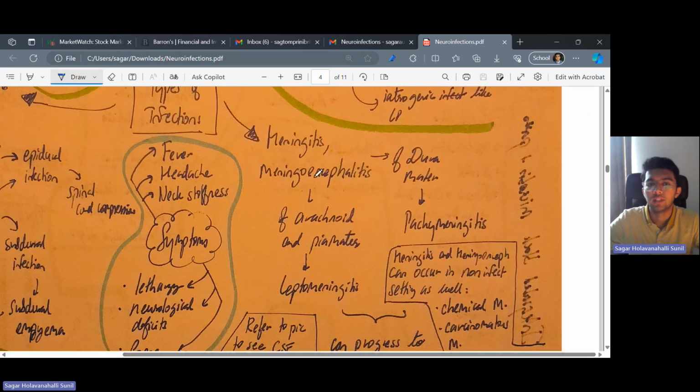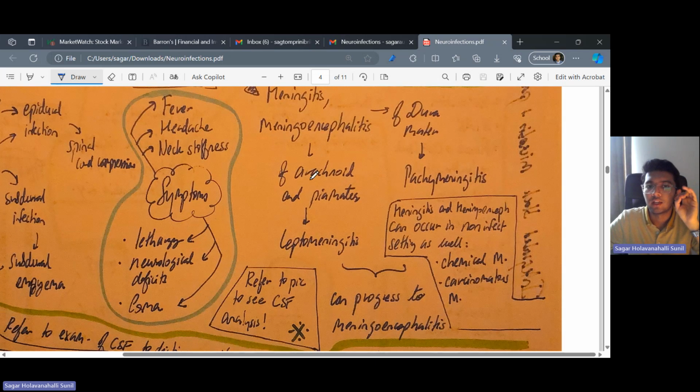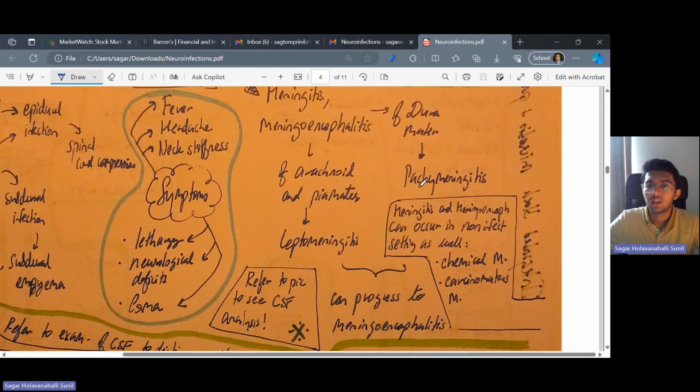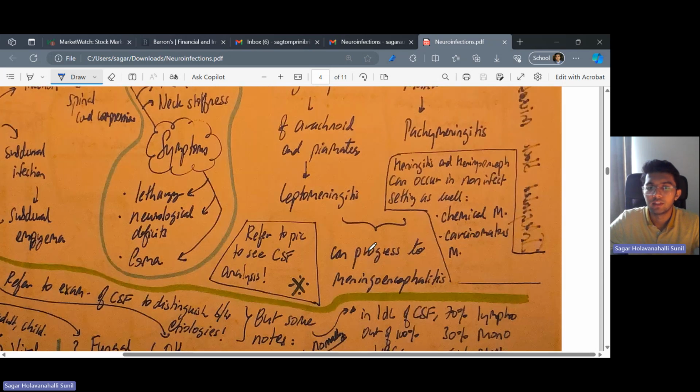Now comes meningitis and meningoencephalitis. Encephalitis is a separate section, so let's just deal with meningitis first. We have three types of meninges: dura mater, pia mater, arachnoid mater. If it's dura mater, it's called pachymeningitis. If arachnoid and pia mater are affected, it's called leptomeningitis. But a lot of times, leptomeningitis can lead to pachymeningitis and vice versa. Ultimately, if meningitis spreads into the brain, then it can cause encephalitis, so they can progress into meningoencephalitis.